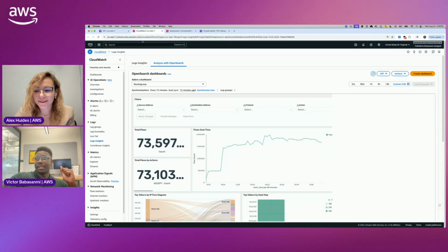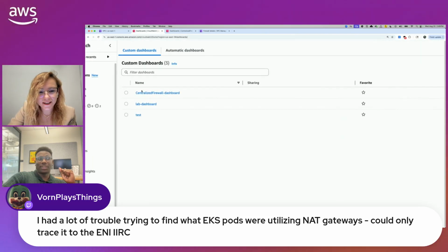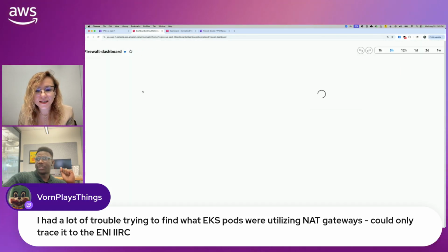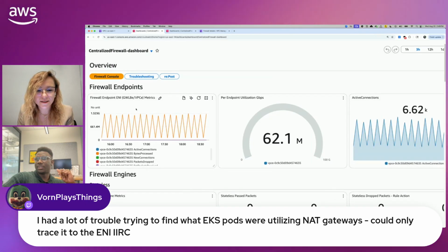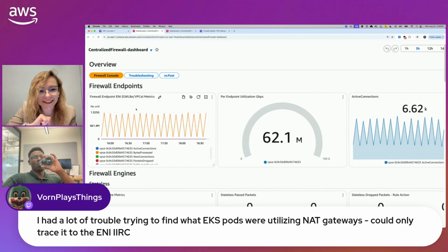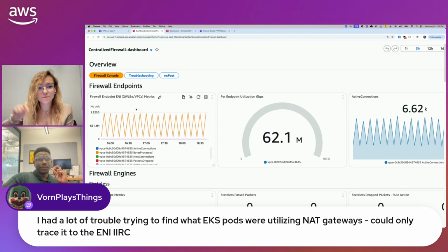So what does that look like? While you're navigating, there's a comment here from Ron Plays Things. I had a lot of trouble trying to find what EKS pods were utilizing NAT gateways, could only trace to the ENI. Please do have a look at our session from last week. The link is somewhere here in the chat, and if you don't find it, it's on routingloop.net in previous episodes.